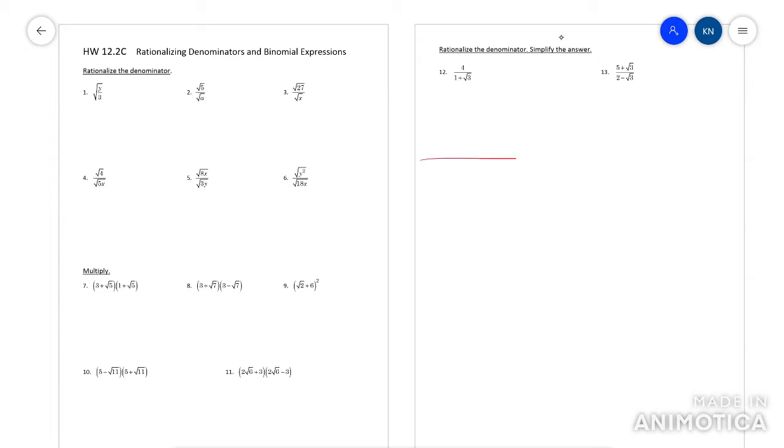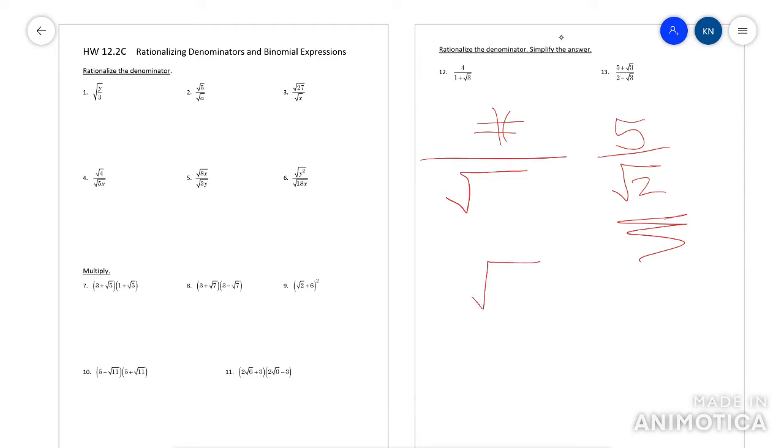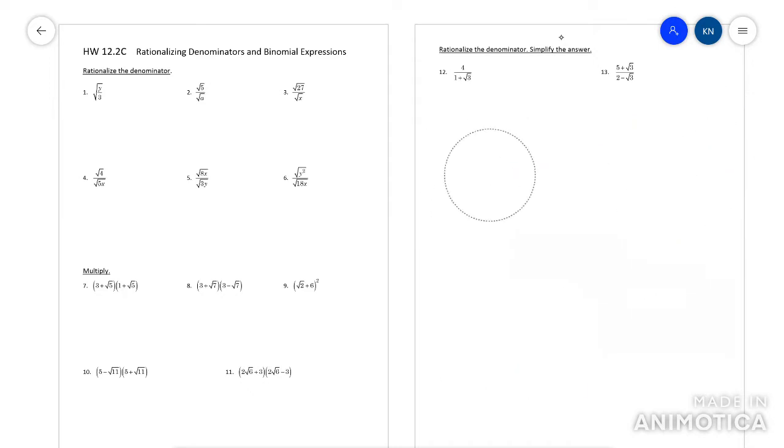You're not allowed to have roots on the bottom of fractions. So like 5 over root 2, this is considered a no-no. You can totally have roots on the top, that's okay, but you can't have roots on the bottom. And so what you have to do is rationalize your denominator, generally by multiplying by whatever's on the bottom, like this. But not always. So let's look at some examples.